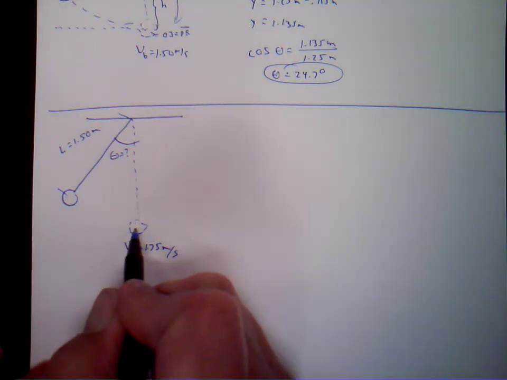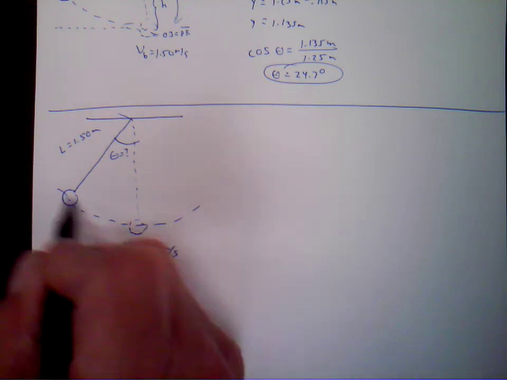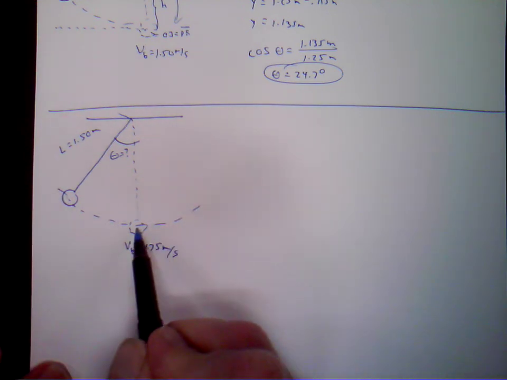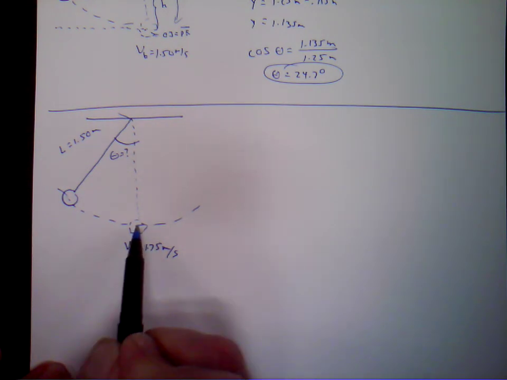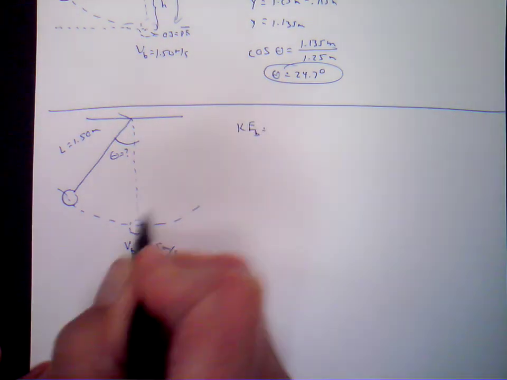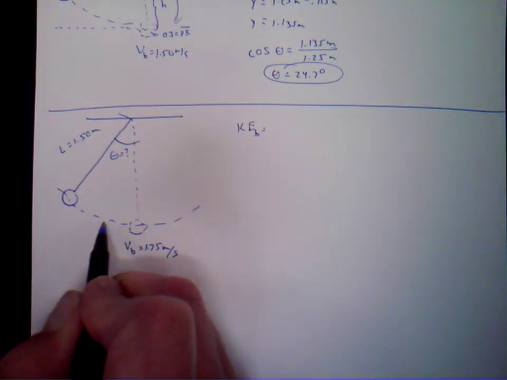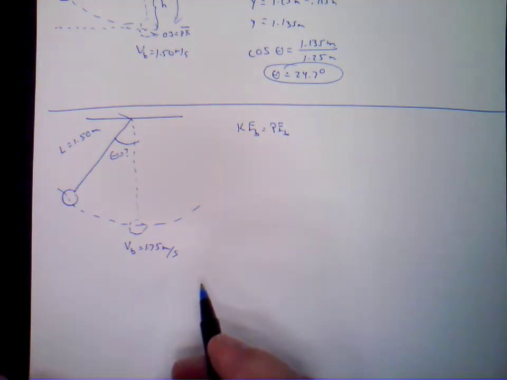Again, we're going to start at the bottom here. We'll assume that this pendulum oscillates back and forth like this. We'll say the pendulum's coming this way. It's moving this way. At the bottom, we know it has some kinetic energy because it has a mass and a velocity. So we're going to say the kinetic energy at the bottom is going to equal, all that kinetic energy is going to be converted to potential energy at the top.